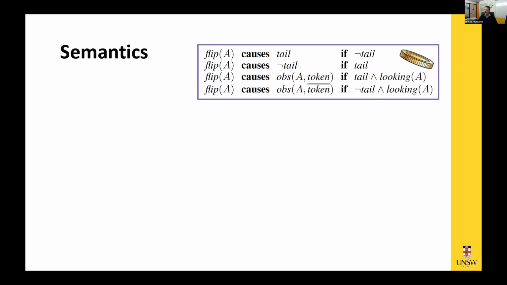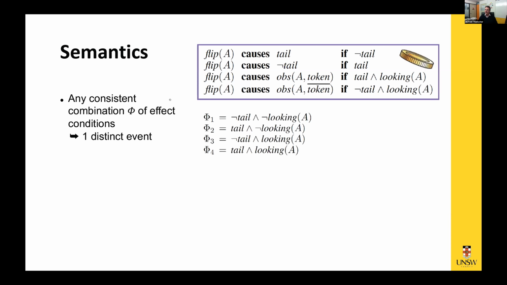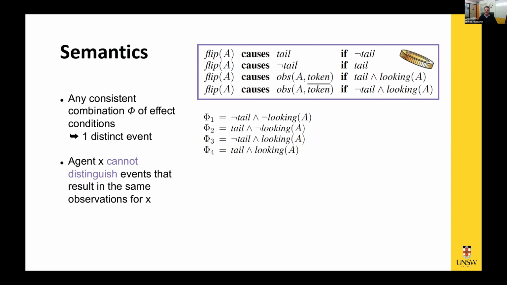And then if you want to define the semantics of this language, you have to look at any consistent combination of these effect conditions. We have 4 effect conditions here. Possible combinations in total are 2 to the power of 4, which is 16. However, of all these combinations, there are only 4 that are actually logically consistent. And each one of them defines a specific way in which this action can play out. And this is why it gives rise to different events in which the action can happen.